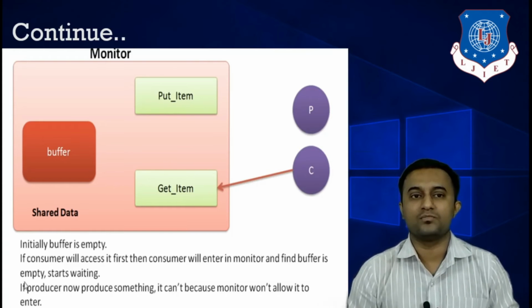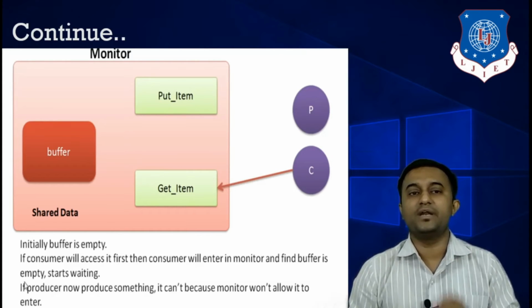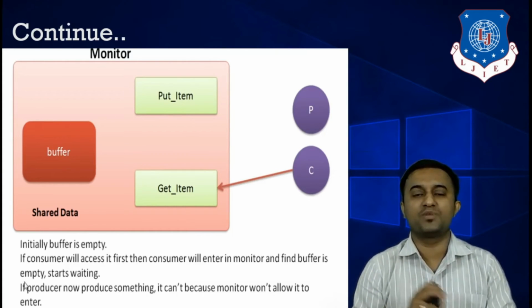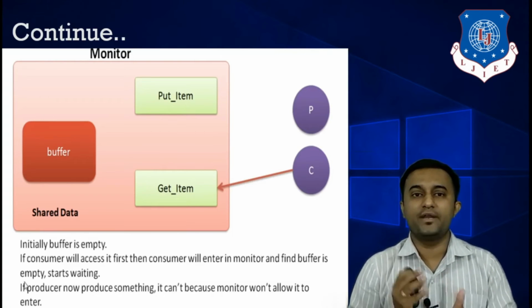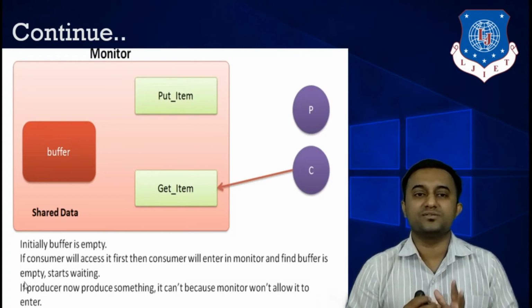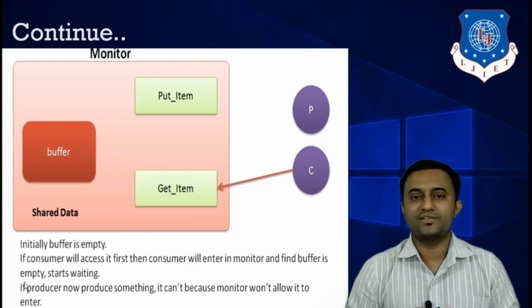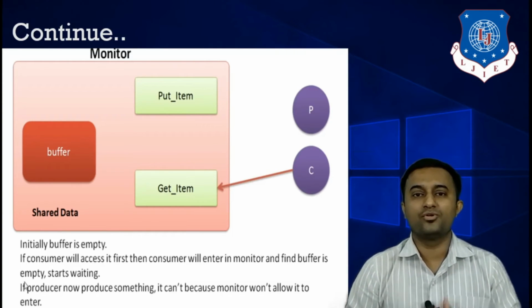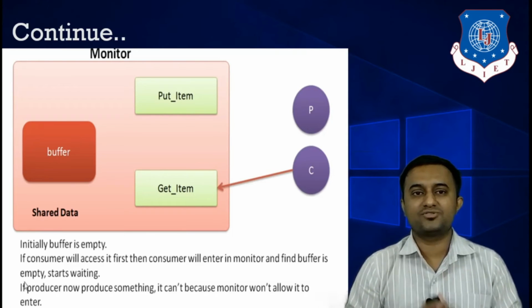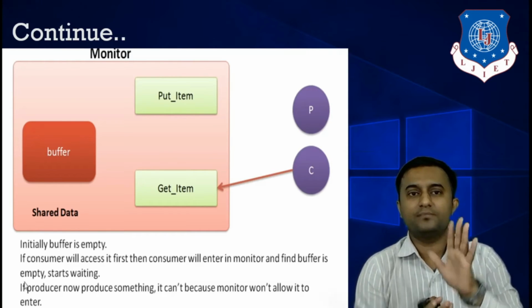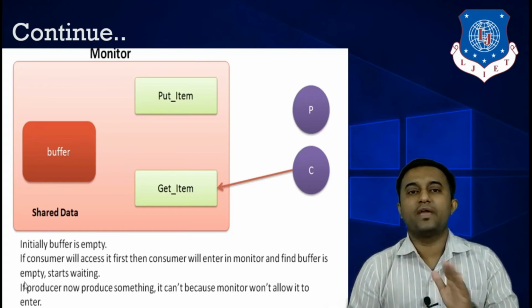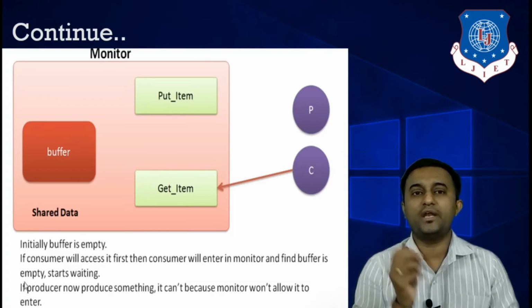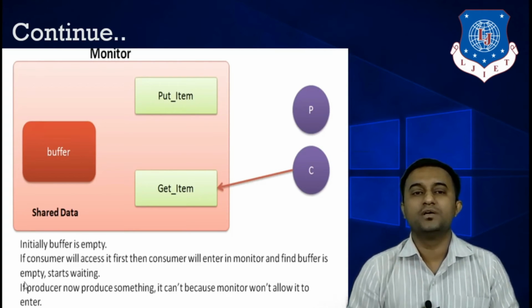You have to assume buffer is nothing but shared data, because we are talking about the producer-consumer problem, and that we have already understood in the previous sessions of process synchronization. Those are the things you need to keep in your mind, and according to that you need to understand this topic. So we have one buffer which is shared, and we have two procedures. One is put item and the second one is get item. So put item and get item.